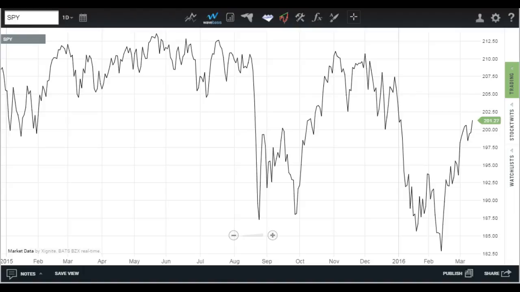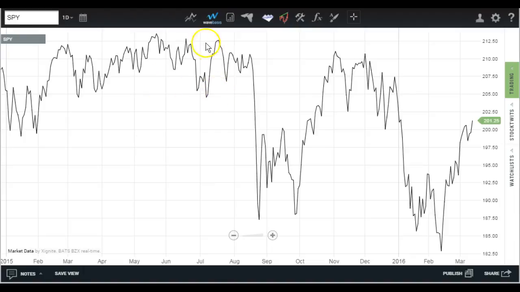But I don't want to look at it from a statistics point of view. I just want to look at it from a charting point of view and see if it's something that we could use or maybe exploit in the near future. So here is the SPY, the S&P ETF, and it's going back to the beginning of last year.